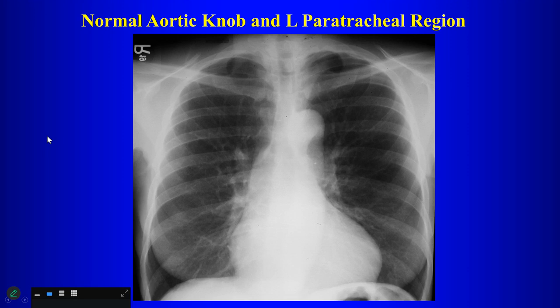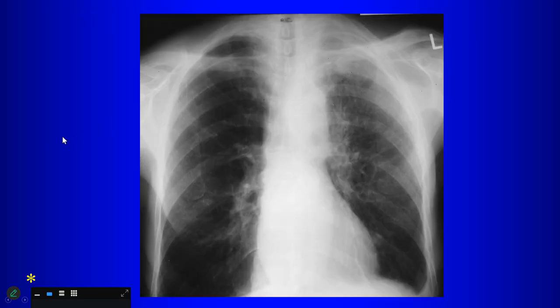The aortic knob, left paratracheal region. So the aortic knob, nice and smooth, right? So you want to include that area in what you're looking at on your checklist. It should be very smooth like that.